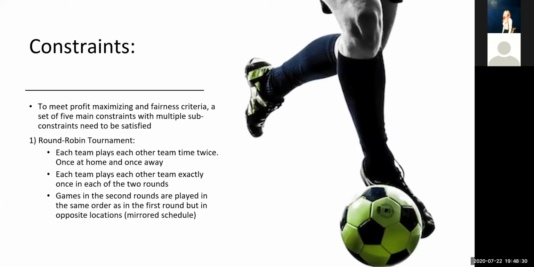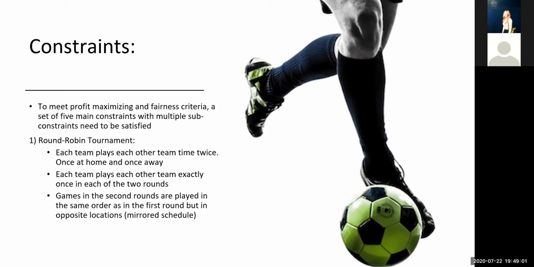So to meet profit maximizing and fairness criteria, a set of a total of 5 main constraints with multiple sub-constraints need to be satisfied. So the first out of the 5 constraints is the round robin tournament. That means that each team plays each other team exactly twice, once at home and once away. And one game is in each of the 2 rounds.